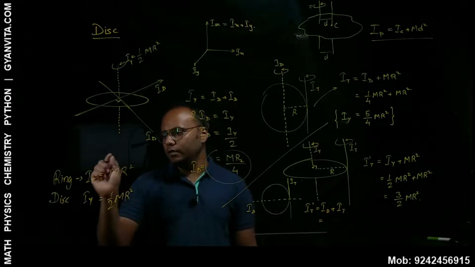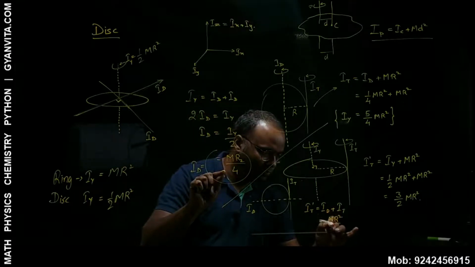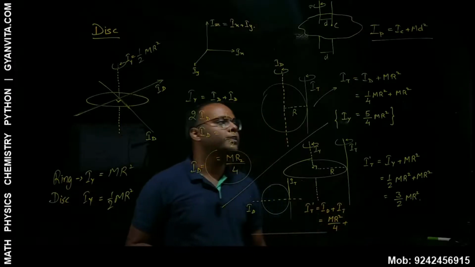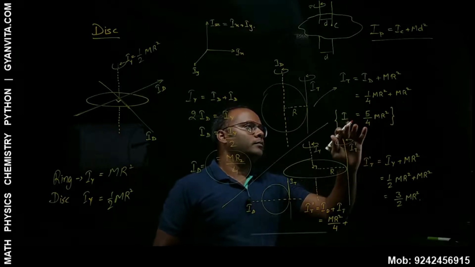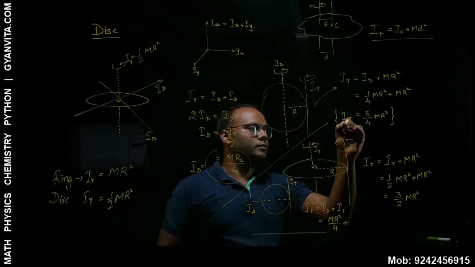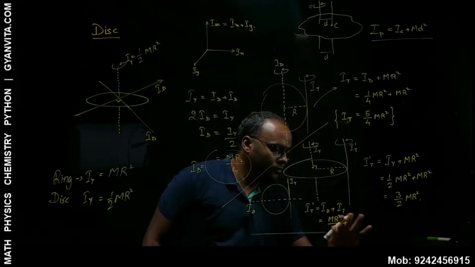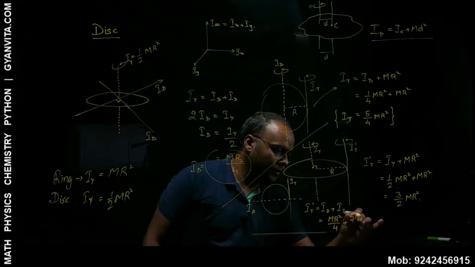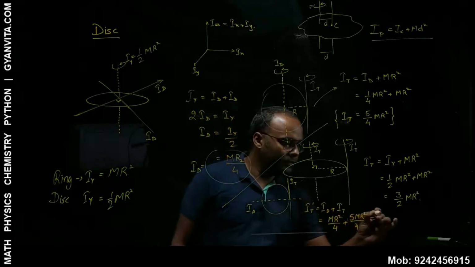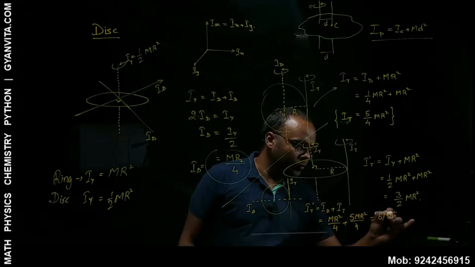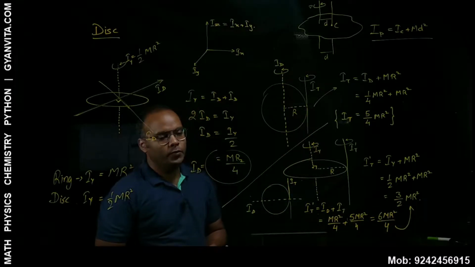And what is ID? ID is mr square by 4. And what is IT? IT is this, that is 5 by 4 mr square, so 5 mr square by 4. If you add them, the total will be 6 mr square by 4. If you simplify, you will get the same result, that is 3 by 2 mr square, right?